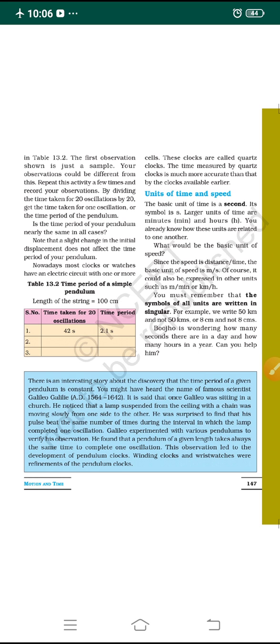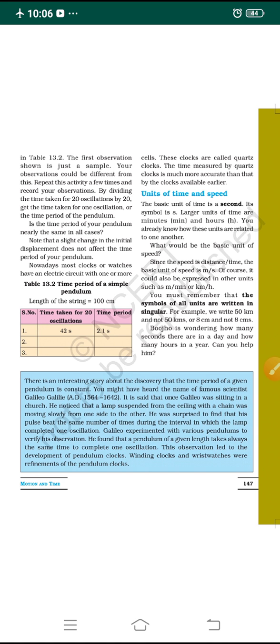Look at table 13.2. Here the length of the string is 100 centimeter. The time taken for 20 oscillations is different at different times. Sometimes it may take 40 seconds to complete 20 oscillations, sometimes 42 seconds, sometimes 44 seconds. By dividing the time taken by 20, we get the time period, that is the time taken for one oscillation.